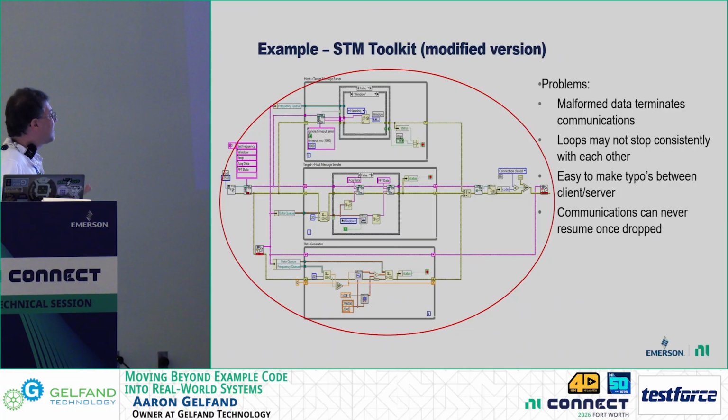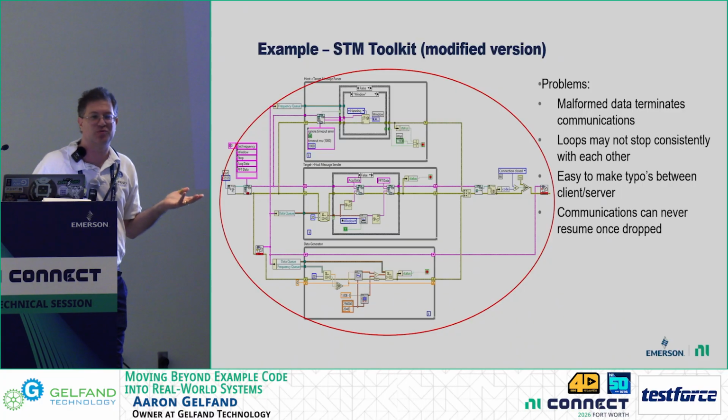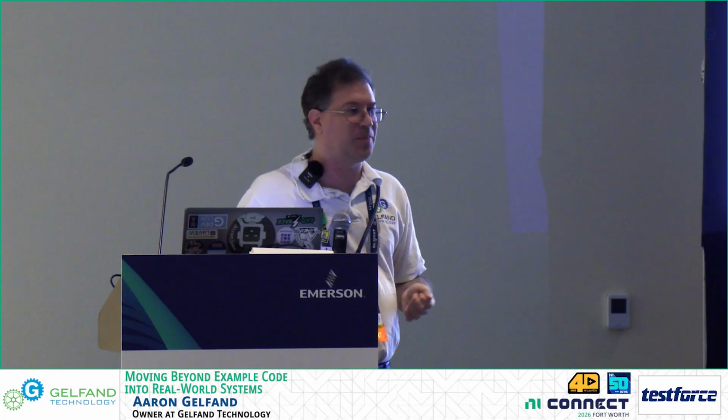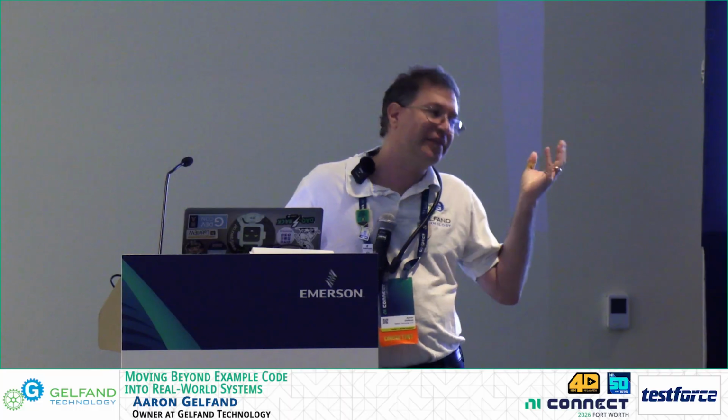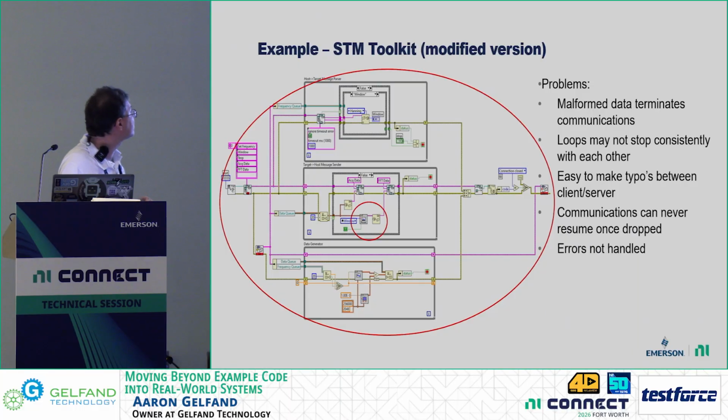And with this design, they don't actually give you an example showing how to resume communications if they drop. You can have network traffic that causes an interruption in communications. You can have people walk and trip on cables that weren't secured properly. You want robustness in your real world code. And this example, and a lot of examples, do not provide that robustness.